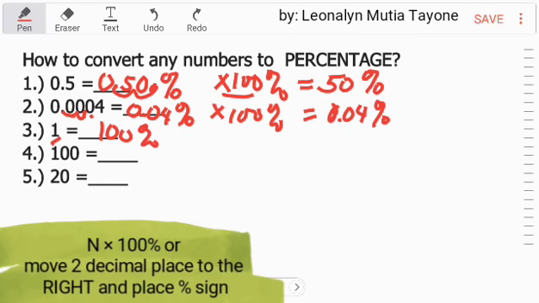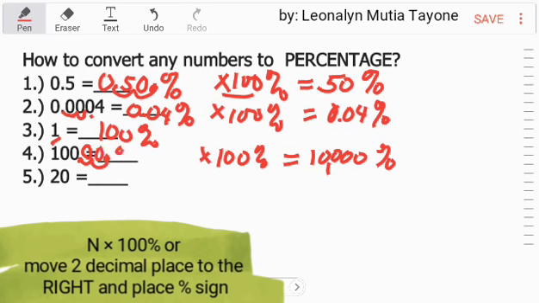Number 4, 100. Pansin nyo, lahat dyan, nag-multiply tayo ng 100%. So, 100 times 100%, yan ay 1, 2, 3, 4, 10,000%. Or, as usual, move 2 decimal place. Nandito yung decimal niya. 1, 2. So, dito na. Maglagay ka ng dalawang 0 dyan. Tsaka ka maglagay ng percent sign.